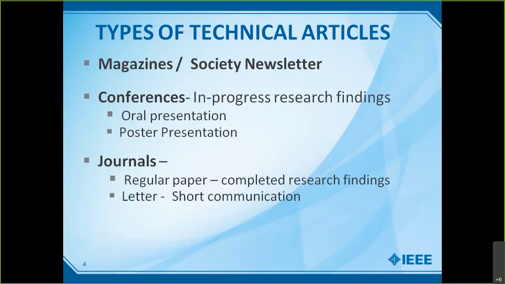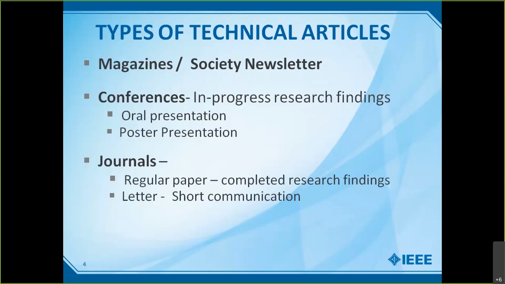At the next level, you have the journals. In the journals, you have two categories of papers. One is the regular paper. The other one is the letter. Regular paper is maybe 8 to 10 pages. Letter is a short communication. It may be 4 pages, 3 pages, or 2 pages.